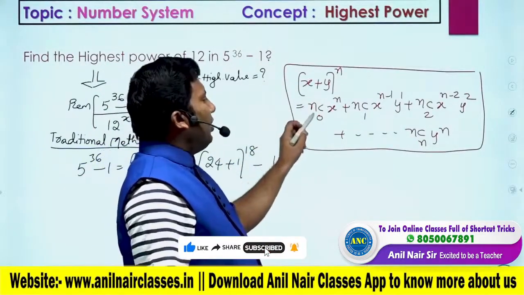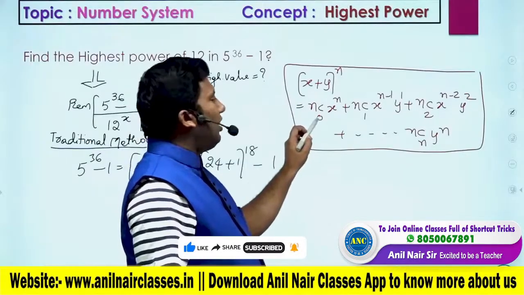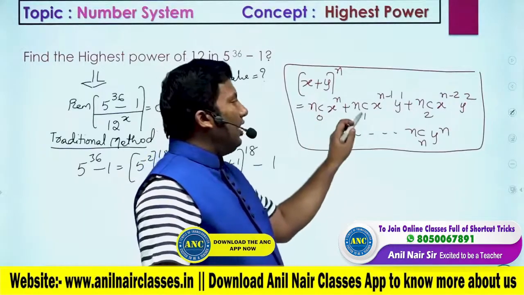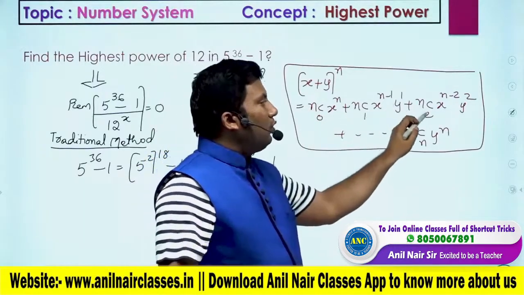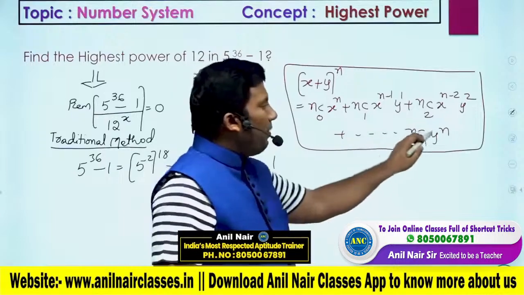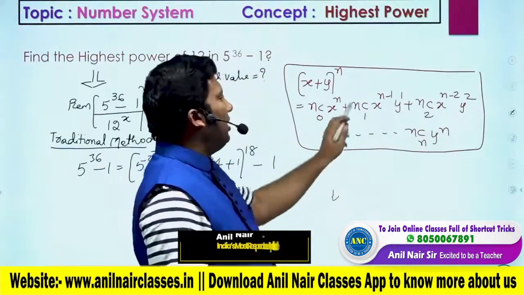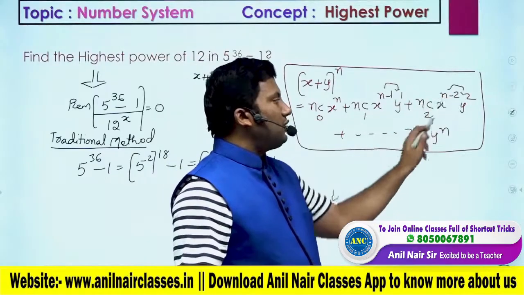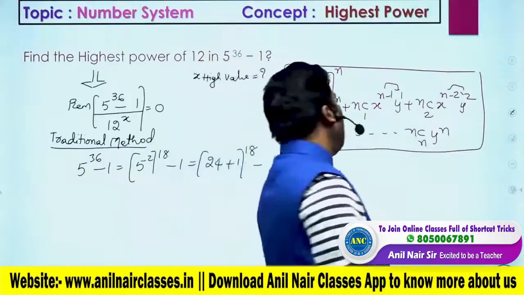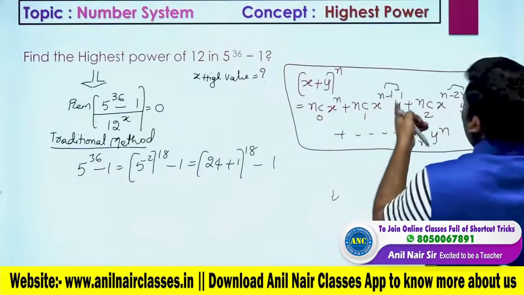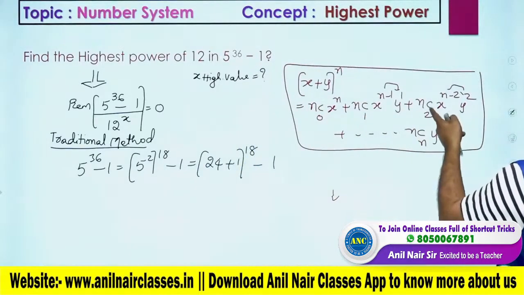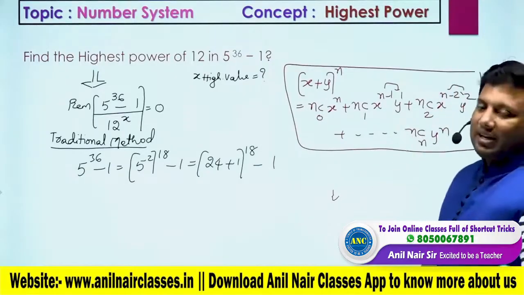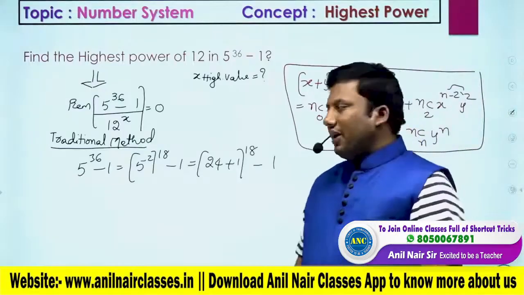Out of n, give powers of y from 0 to n. So y power 0, give 1 power of y, give 2 power of y, up to give n power of y. So nCn y power n. The sum of powers should be n: n minus 1 plus 1, n minus 2 plus 2, so it is n plus 0. Select 1 out of n for y power 1, select 2 out of n for y square, select n out of n for y power n.